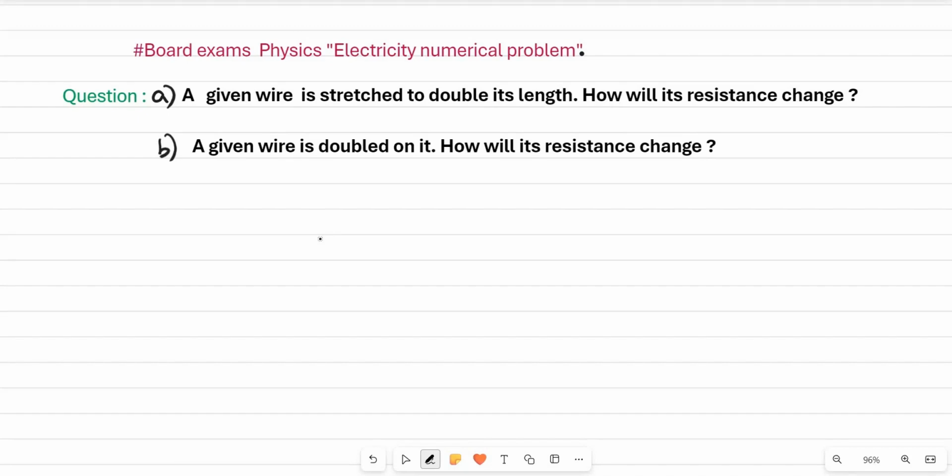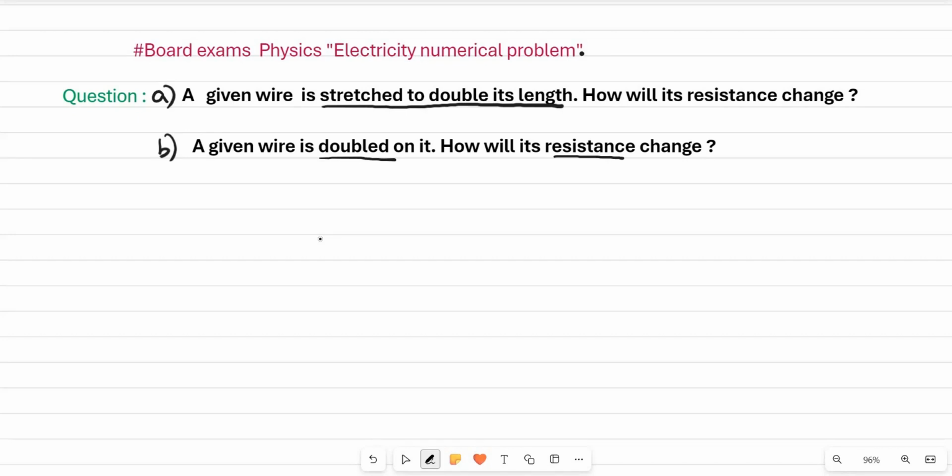The first question states, a given wire is stretched to double its length. We have to tell how the resistance changes, meaning what happens to the new resistance. And the second question, the B bit, is a given wire is doubled on itself. That means it is folded. And in this case, we have to tell how its resistance changes, meaning what happens to the new resistance.